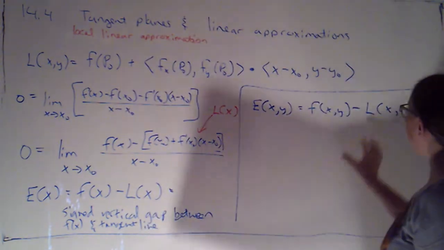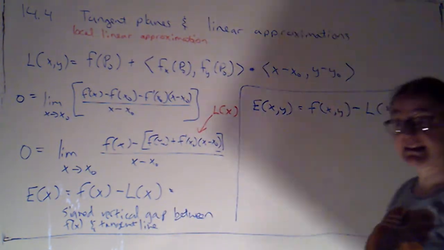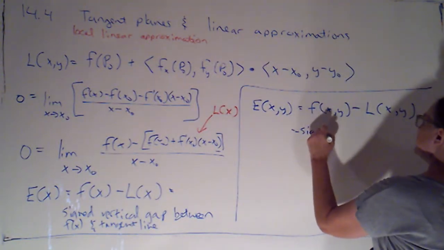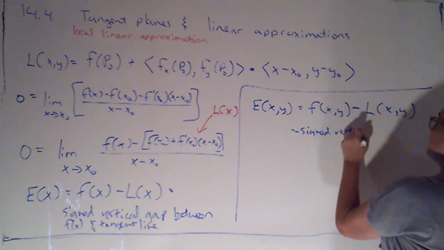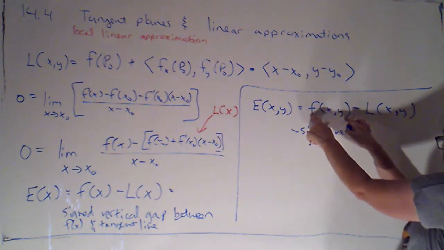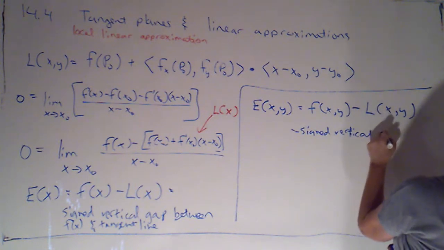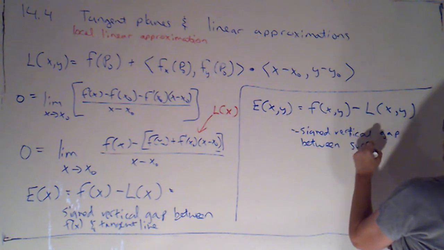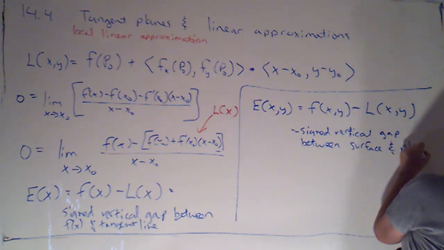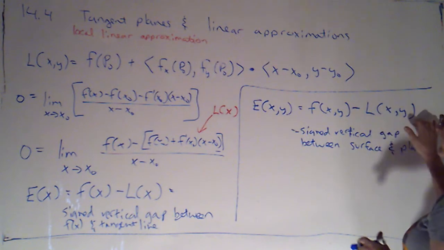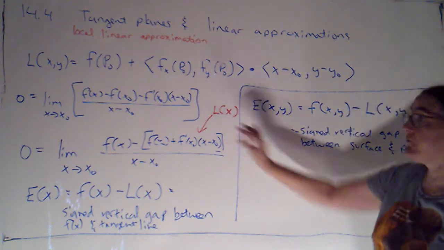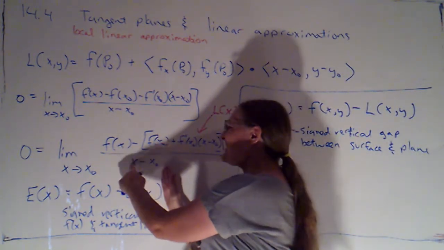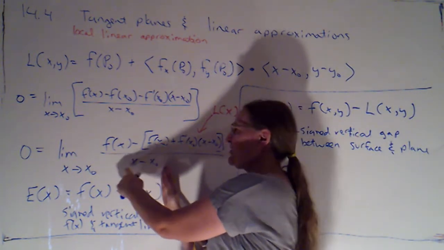Okay. And that, of course, is just a difference of two numbers, so that is a signed value. This is the signed vertical gap, which I can think of as error. If I'm using this to approximate this, this is the error that we're off by. So it's the signed vertical gap between my surface and my plane. So I can definitely generalize that. That's my generalization of what I have on the top of this. Now on the bottom of this fraction, this is the signed distance between my x values.